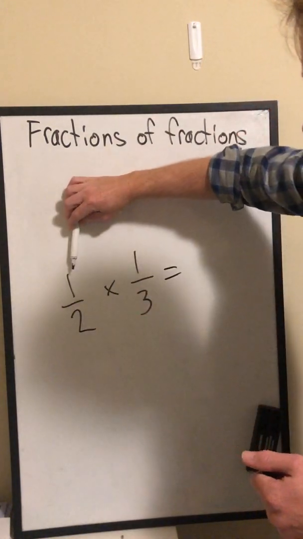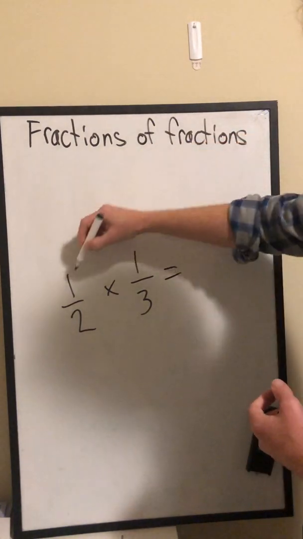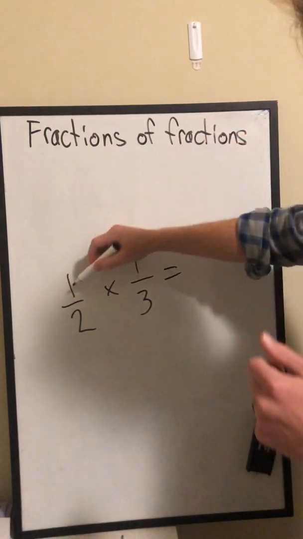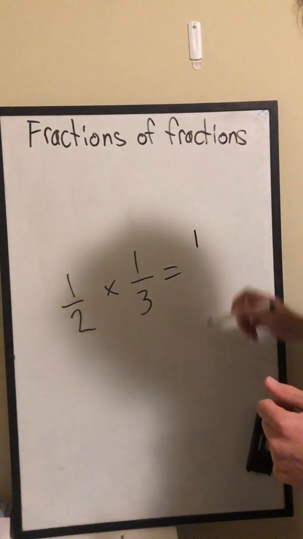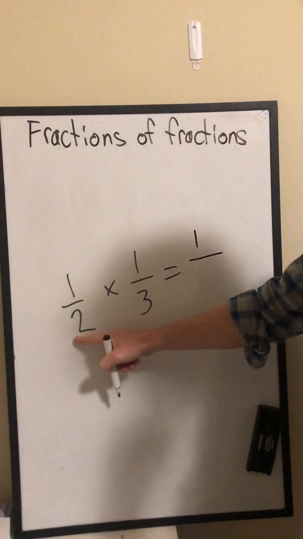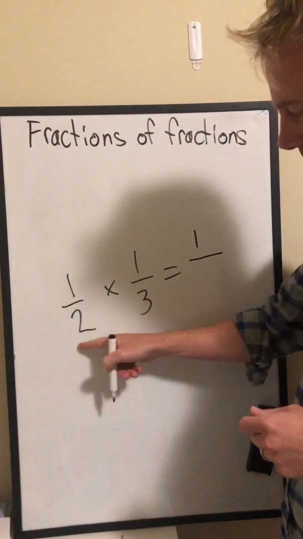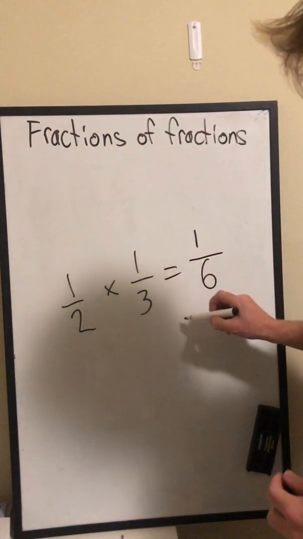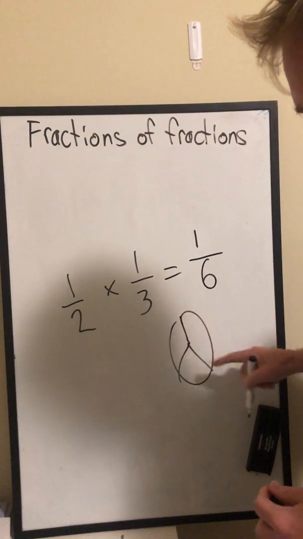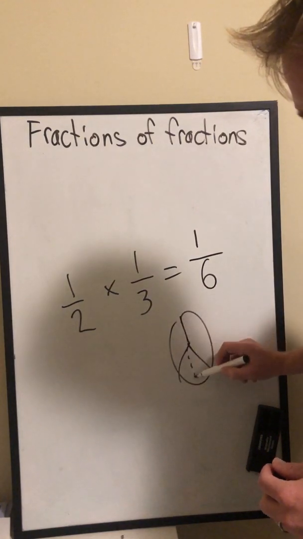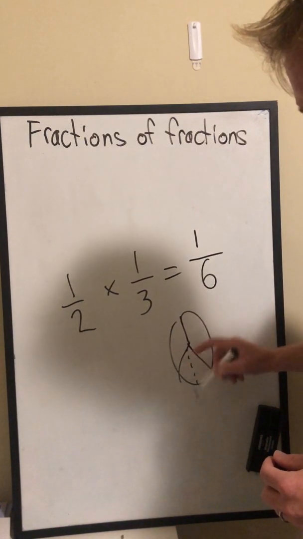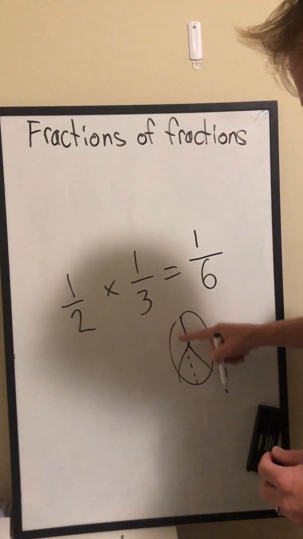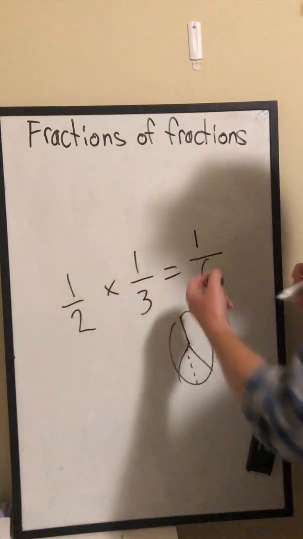So I've got my numerators, the numbers on the top, and I'm going to multiply them together. So 1 times 1 equals 1. Okay, and then the denominators, 2 times 3 is 6. So when we saw that picture before with the thirds, and then I cut one of them in half, we knew that this was a 6th. In the same way, there's 2 in each one, and that's given us our answer.